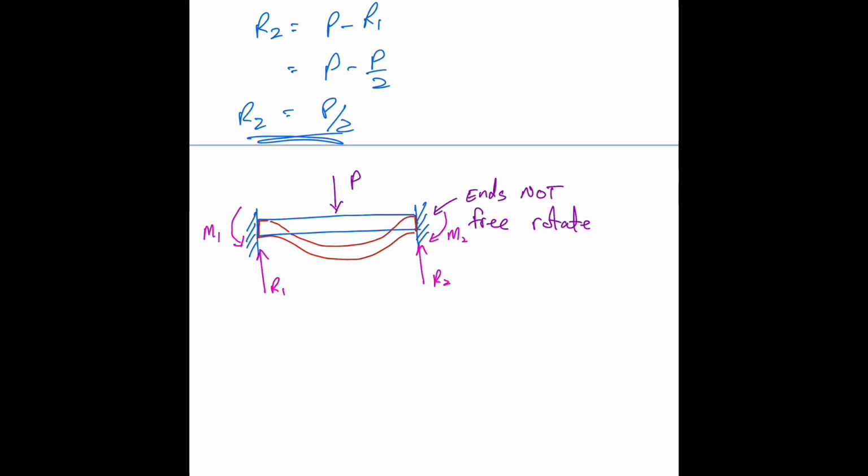So our equilibrium equations were what? We take moments about a point equal to 0. We sum the forces in the y direction equal to 0. And that's it. So we have two equations, and how many unknowns? We have the two reaction forces and the two moments. We have four unknowns. If we have two equations and four unknowns, then we cannot solve that.